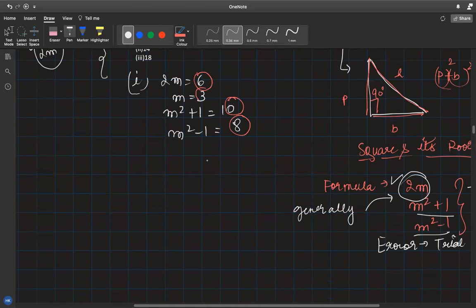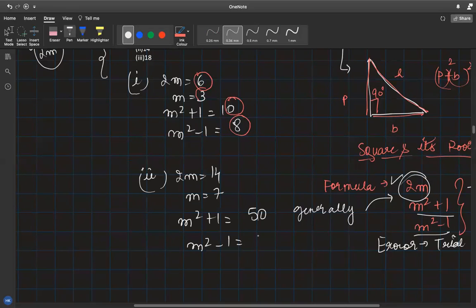Clear? Moving forward with the second part. What is the second part? That one member is 14. 2m is equal to 14, m is equal to 7. m square plus 1: 49 plus 1 becomes 50. m square minus 1: 49 minus 1 becomes 48. So the Pythagorean triplet becomes 14, 50 and 48. Value of m becomes 7. Here the value of m becomes 3.